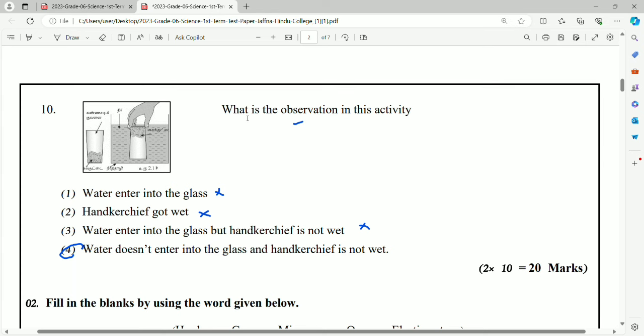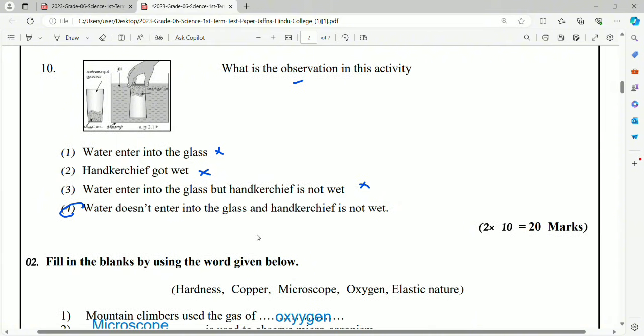Question number 10. What is the observation in this activity? When the glass is pushed vertically downwards, does water enter the glass? Water doesn't enter the glass because air already occupies it. The handkerchief doesn't get wet because water doesn't enter the glass. So the answer is the fourth one. Water doesn't enter the glass and the handkerchief is not wet.